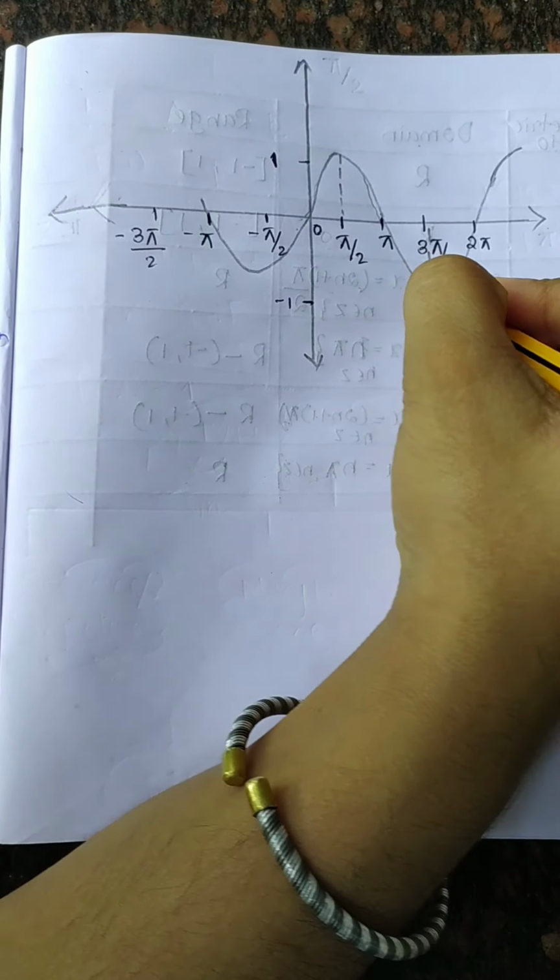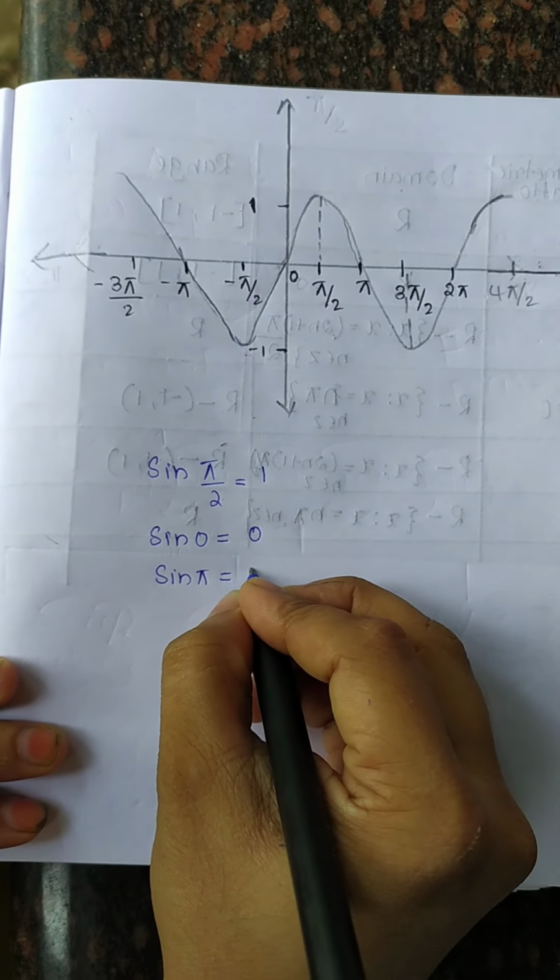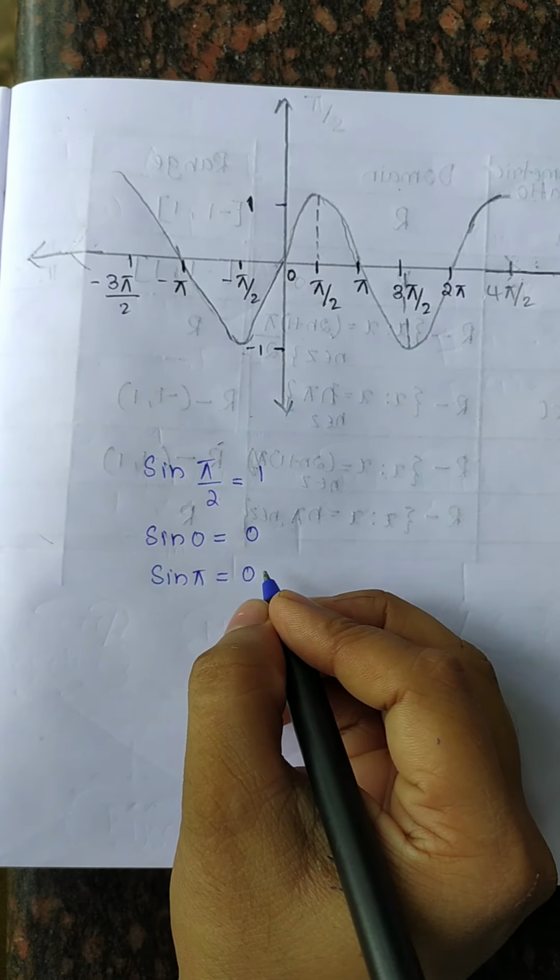Here I will show you the value of sine pi by 2. Sine pi by 2 is 1. Again, what is the value of sine 0? Sine 0 is equal to 0. Then, what is the value of sine pi? Sine pi is also equal to 0.